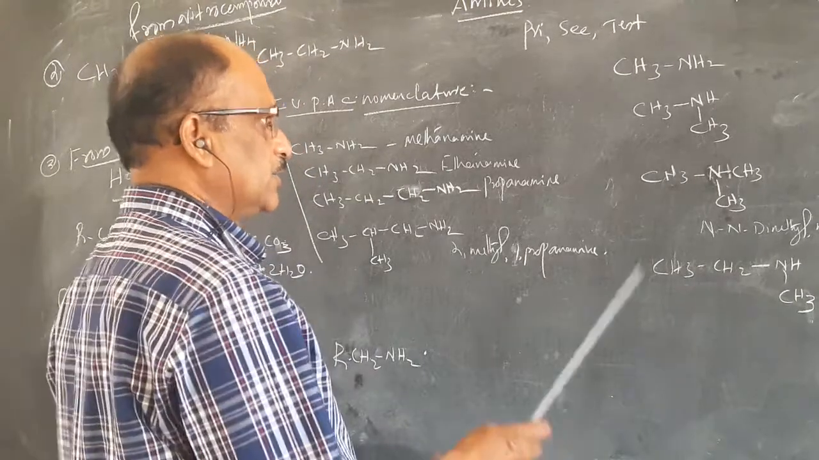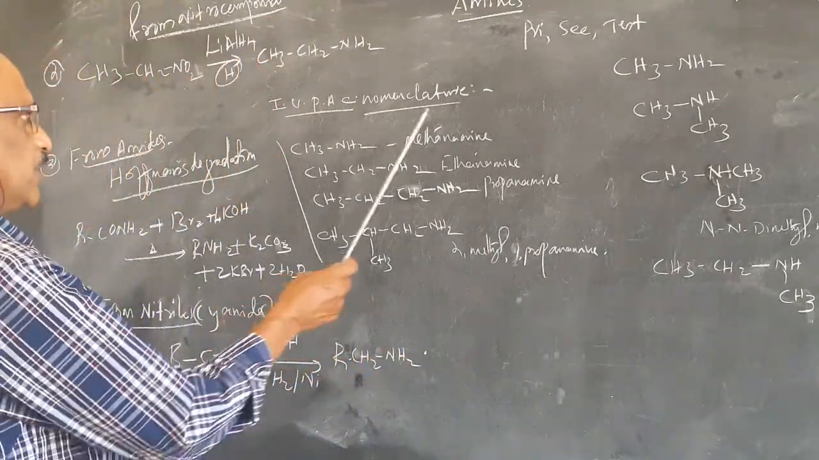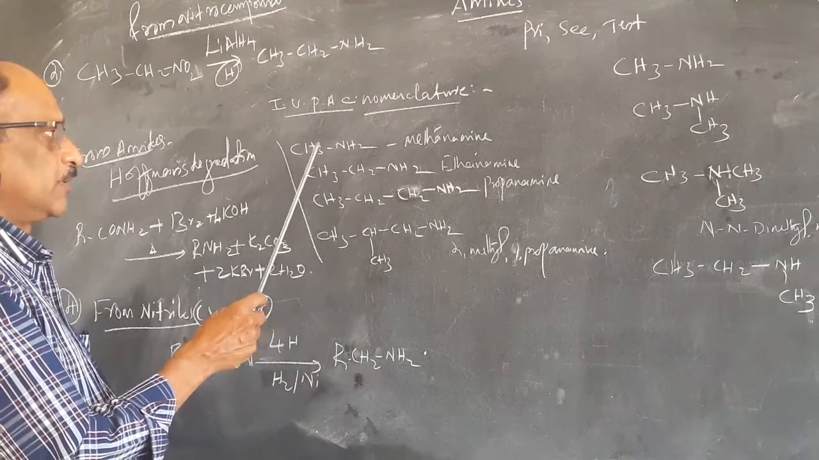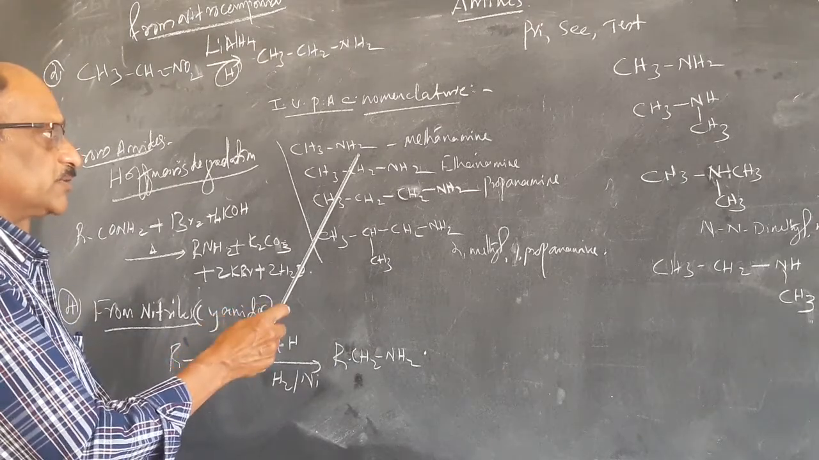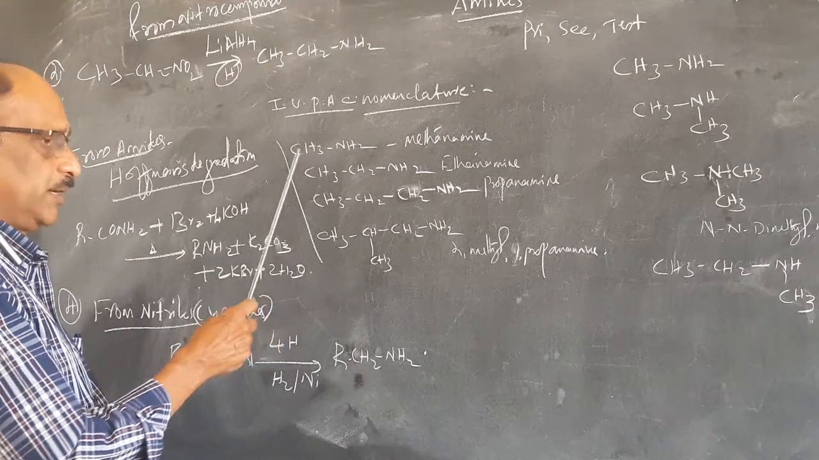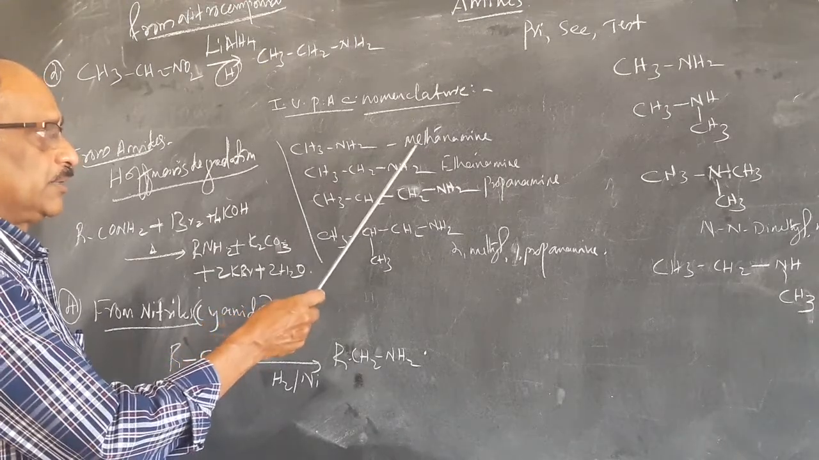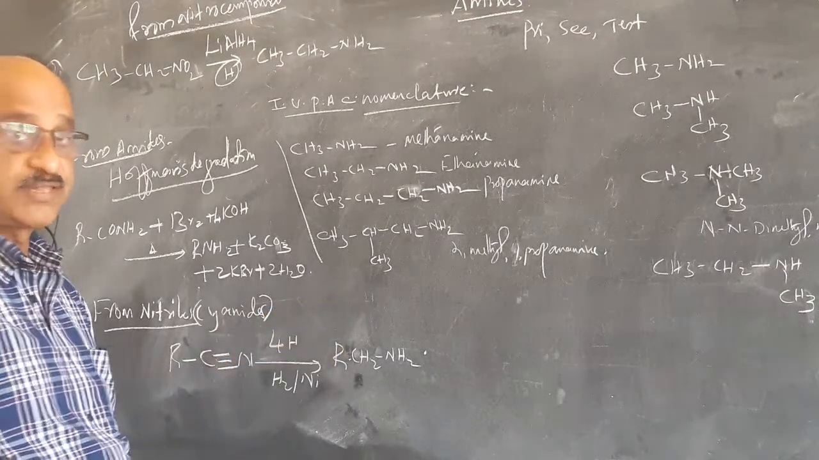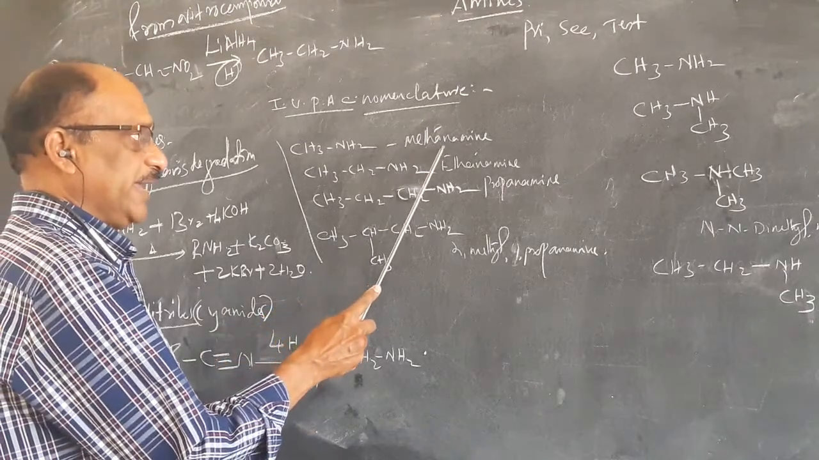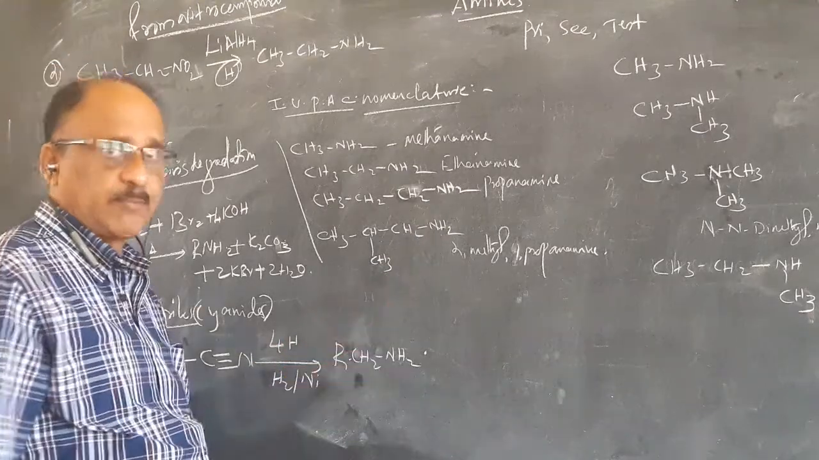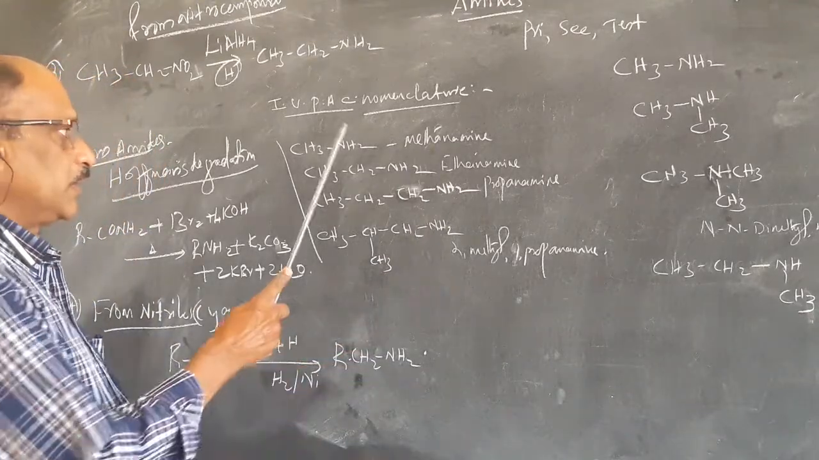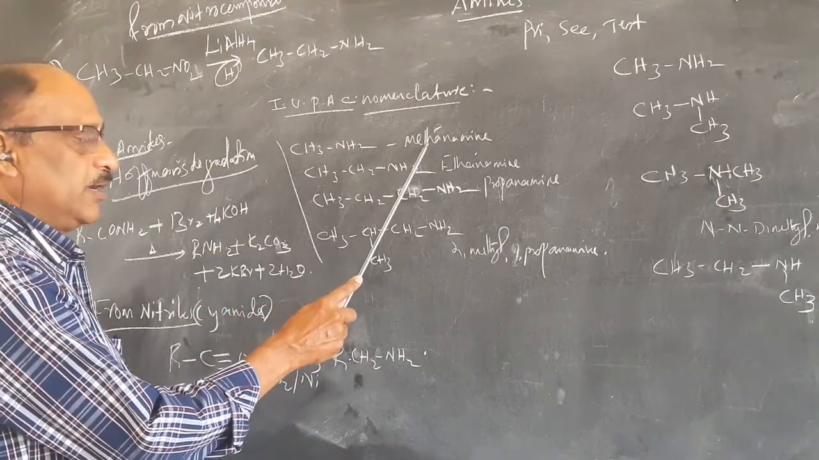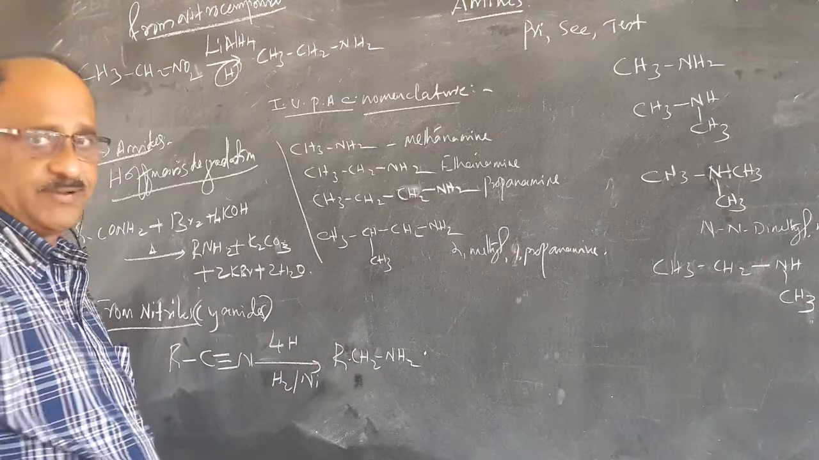Okay, let us go to the IUPAC nomenclature. CH3NH2, that is a simple form of an amine, a primary amine. You can say it is methanamine, otherwise methylamine. Methylamine can be pronounced as methanamine.